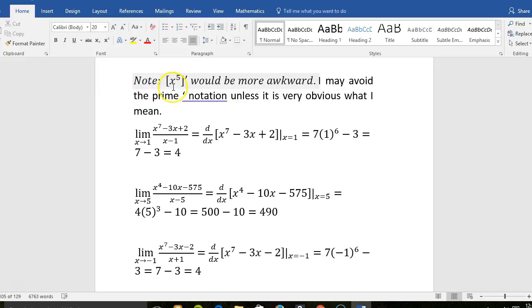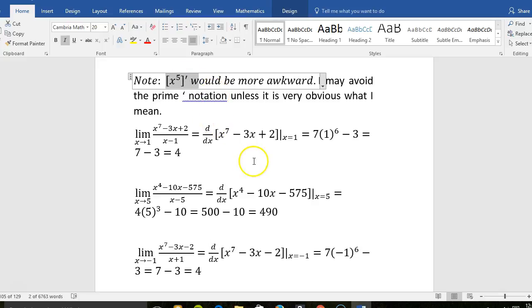Note that if we'd have written it like this, that would be more awkward. I may avoid the prime notation unless it is very obvious what I mean. If you're ever going to write it like this, I don't really count the prime notation, let's just not, okay? Ask your professor in any event if you just love what you see with this prime notation, but I would recommend just not doing it, or at the very least ask your professor.